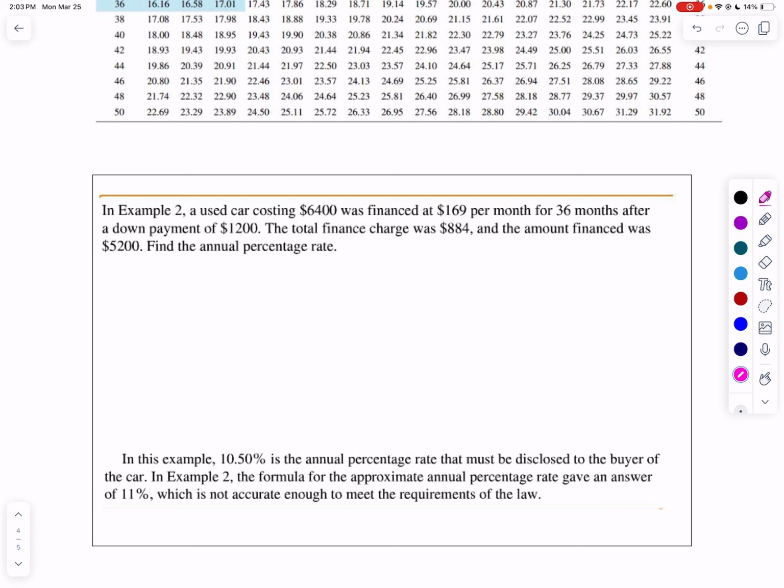And the first one is that we already figured out all of this information. We figured out the total finance charge was $884, and the amount financed was $5,200. So when I take that $884 and times it by 100, and then divide by 5,200, I want to round it to 2 decimal places. So 884 times 100 divided by 5,200 comes out to be 17. Okay, so really 17.00.